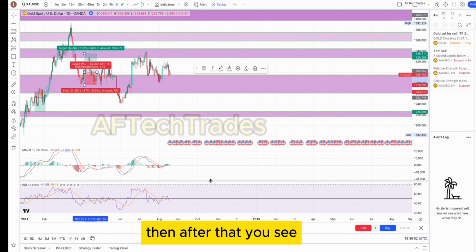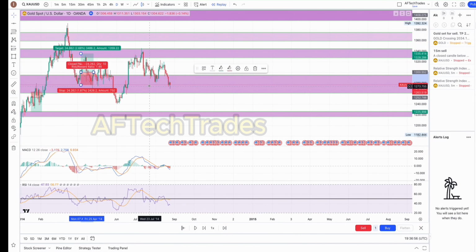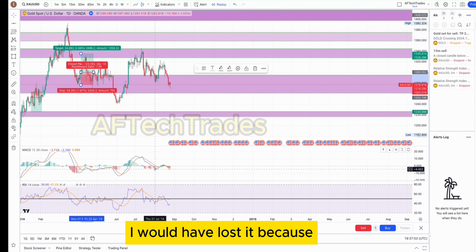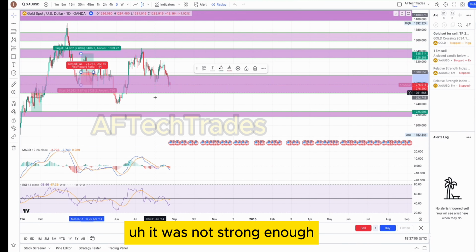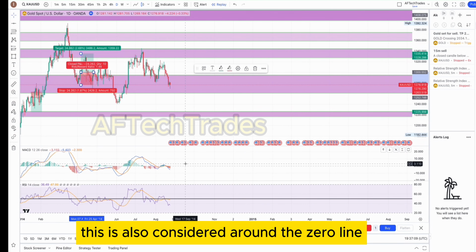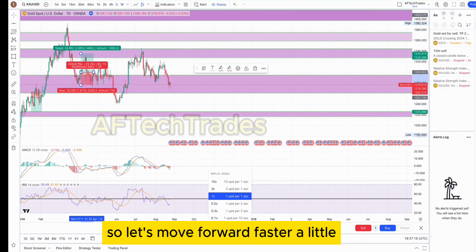Then after that, you see, if I had jumped into the market here because of these green indicators, I would have lost it because it was not strong enough. It's still consolidating around the 50. This is also consolidating around the 0 line, and then you have this. So let's move forward faster a little.